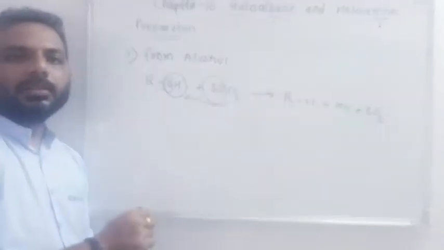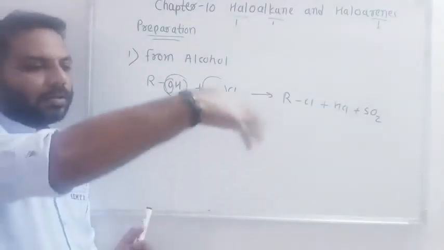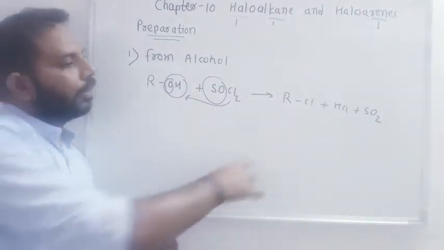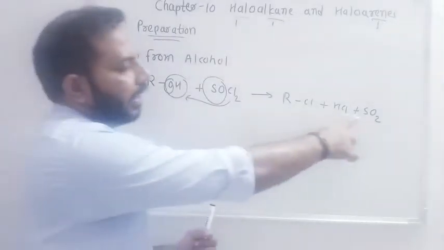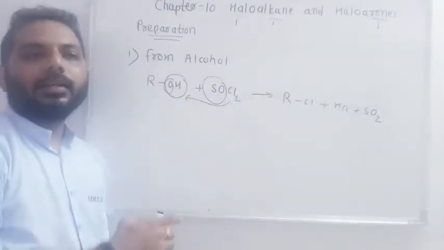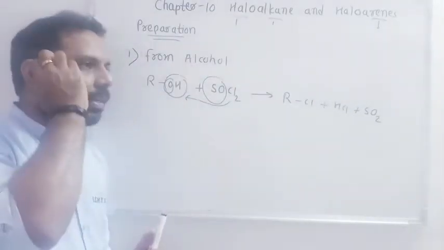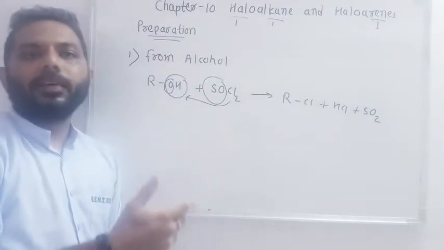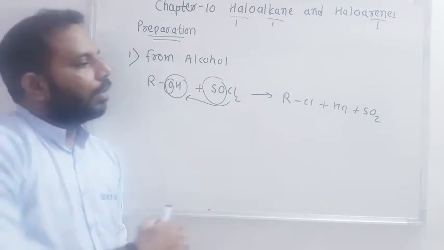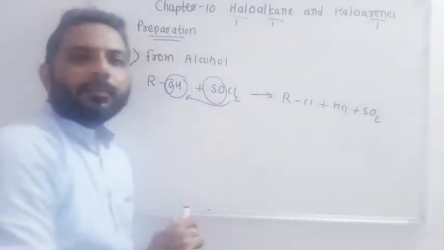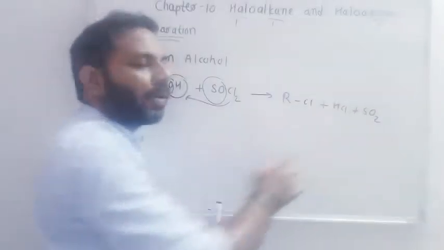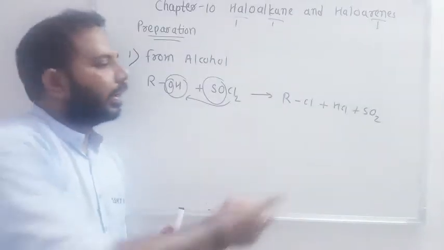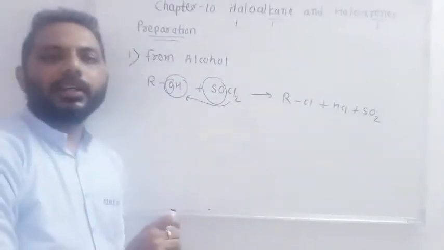In the previous reactions we need to separate byproducts, but here the separation of byproducts becomes very easy because HCl and SO2 are very vaporable, which means they can be converted into vapor easily. We can say HCl and SO2 are found in gaseous form. So this gaseous form byproduct can be separated easily and we will get RCl, that is haloalkane, in pure form. Okay.